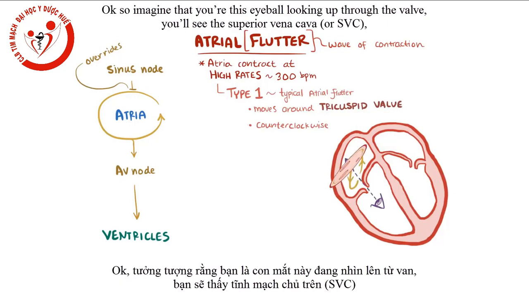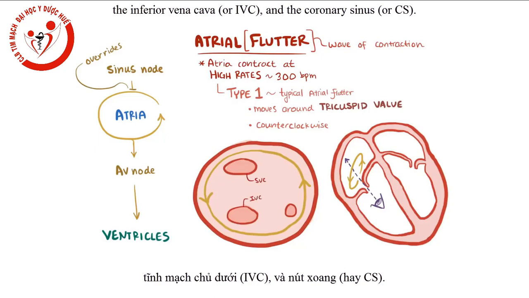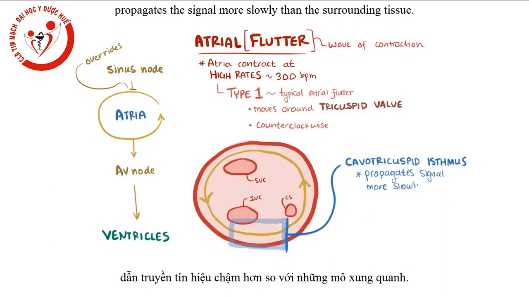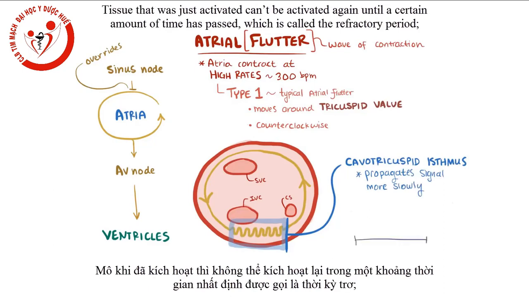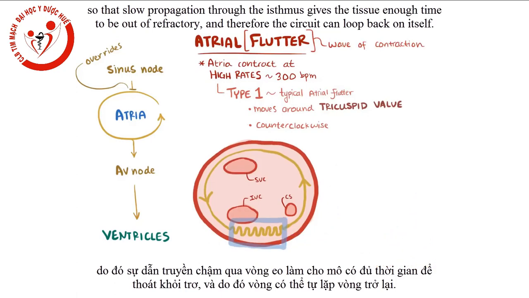Okay, so imagine that you're this eyeball looking up through the valve. You'll see the superior vena cava, or SVC, the inferior vena cava, or IVC, and the coronary sinus, or CS. In this case, a stretch of tissue along the pathway called the cavo-tricuspid isthmus propagates the signal more slowly than the surrounding tissue. Tissue that was just activated can't be activated again until a certain amount of time has passed, which is called the refractory period. So that slow propagation through the isthmus gives the tissue enough time to be out of refractory, and therefore the circuit can loop back on itself.